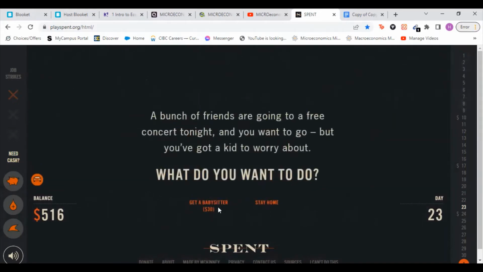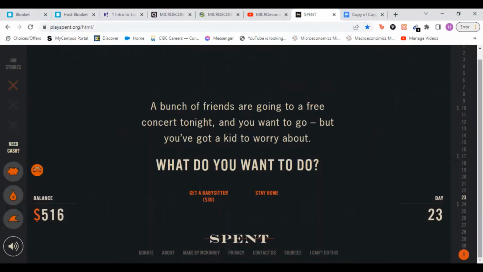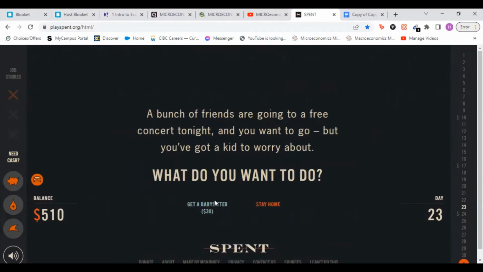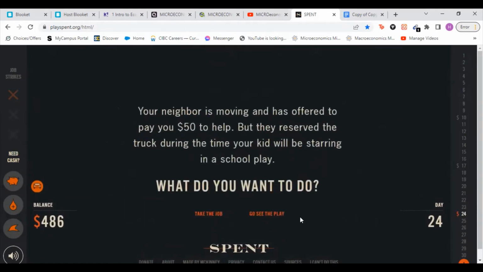Bunch of friends are going to a free concert tonight and you want to go, but you've got a kid to worry about. What do you want to do? Get a babysitter, I guess. It's not bad for a night out. Your neighbor is moving and has offered to pay you $50 to help, but they reserve the truck during the time your kid would be starting a school play. What do you want to do? I'll go see the play.